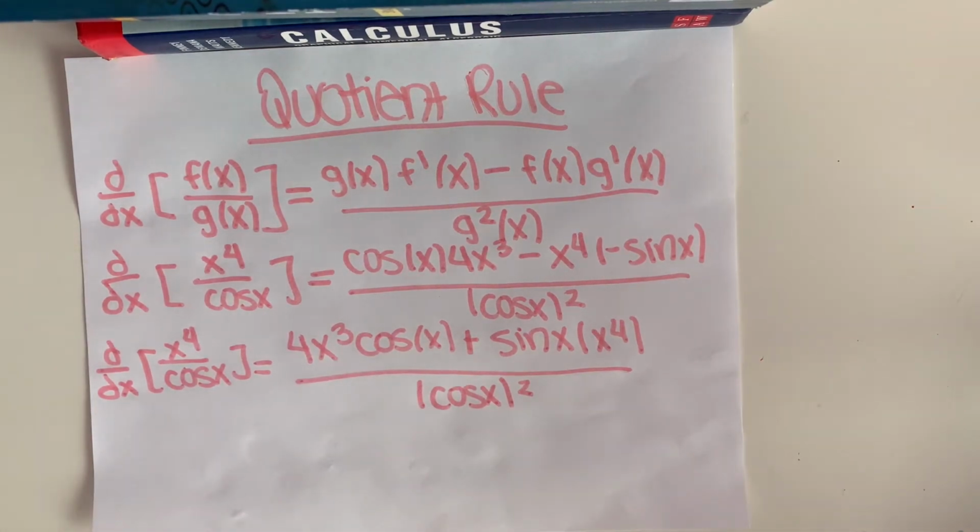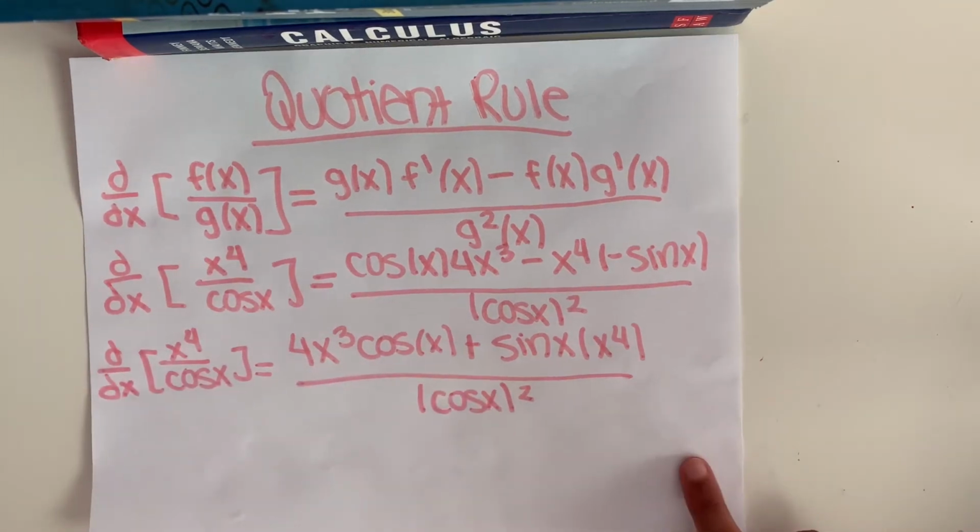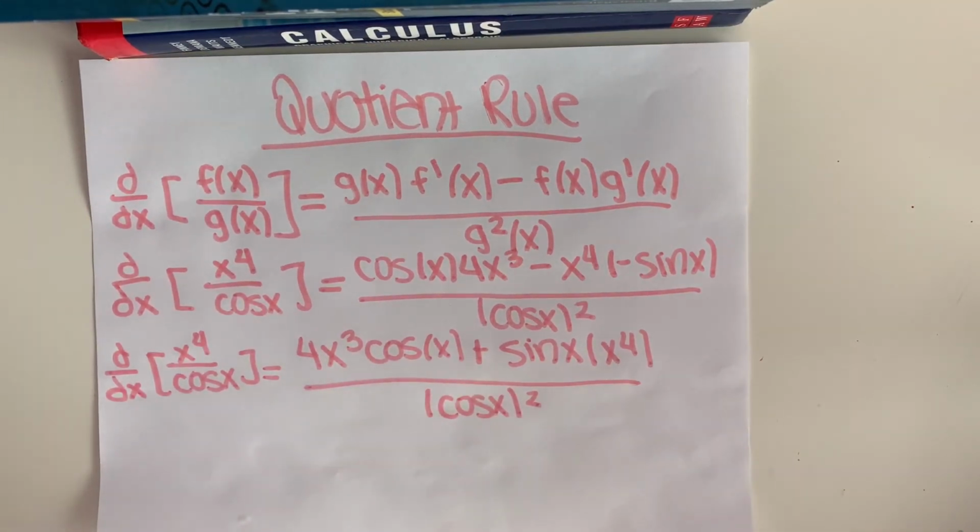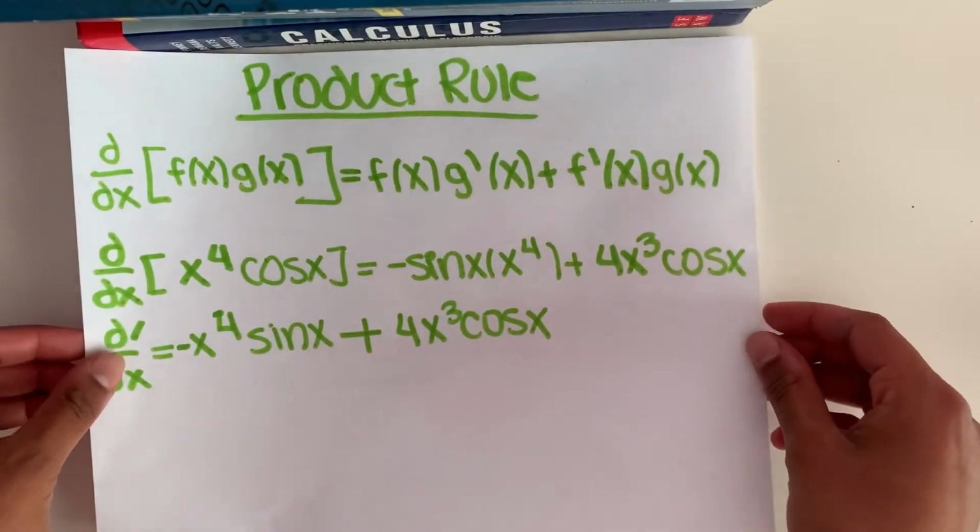It was pretty simple. I gave you guys a few examples. Here's the quotient rule if you want to screenshot that if you're still a little bit confused. And then here's the product rule.